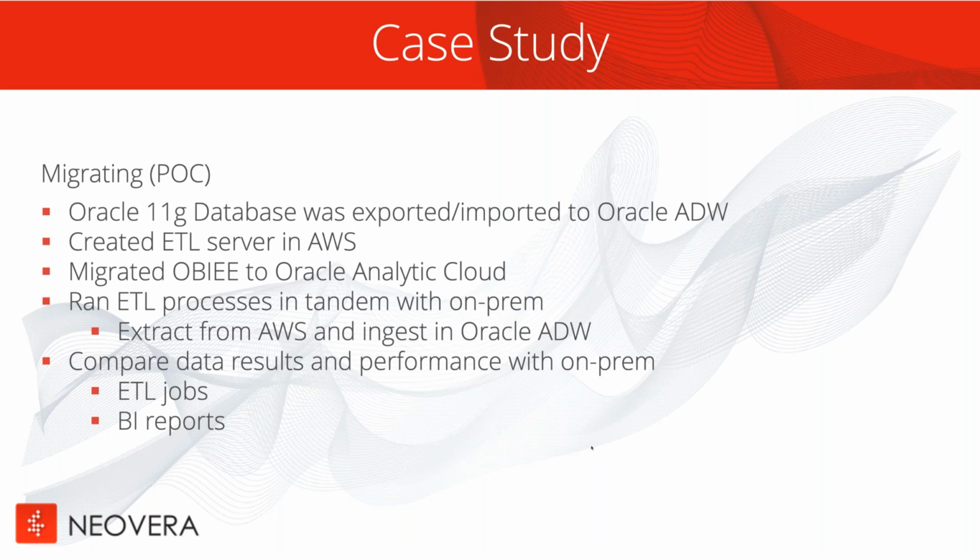So migrating, what are some of the key things we did as part of the POC in migration? So we did an actual export import. It was, like I said, multi-terabytes of data. So there was some time there that it took to get the data all out of the production database and then all imported into the Oracle Autonomous Data Warehouse side. I will say that the import took half the time it took to export, which was surprising.